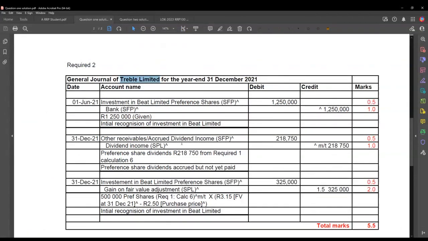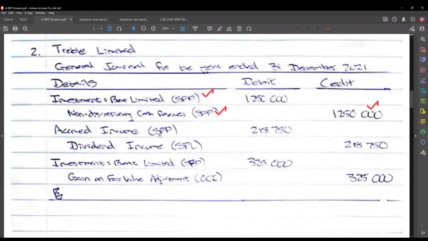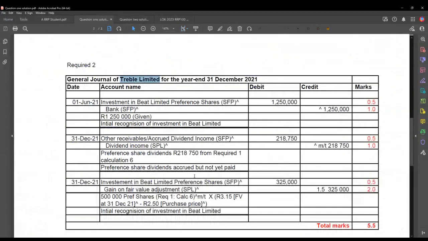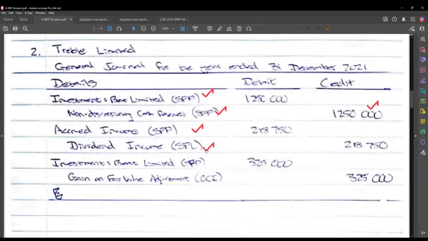It's the dividends, right? And remember, we're recording from the perspective of Treble. So Treble is receiving the dividend, right? Which means, and we were also told that the dividend was only paid on January 7th, which means at year end it was not received. Therefore, it was accrued dividends, right? And the related income, which is an SPL account, was also dividend income.